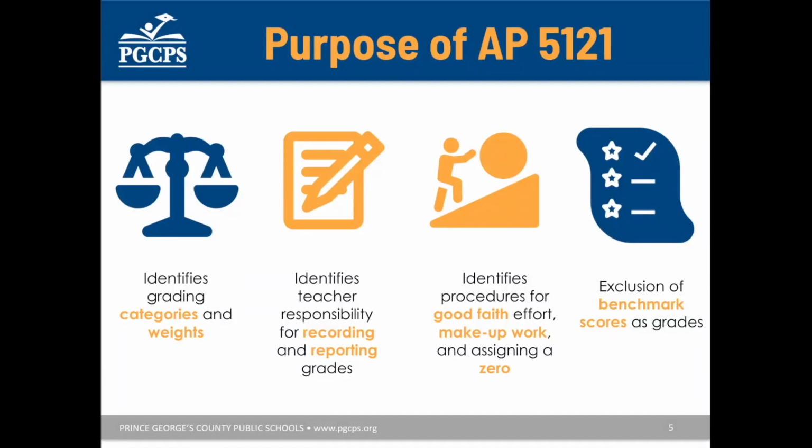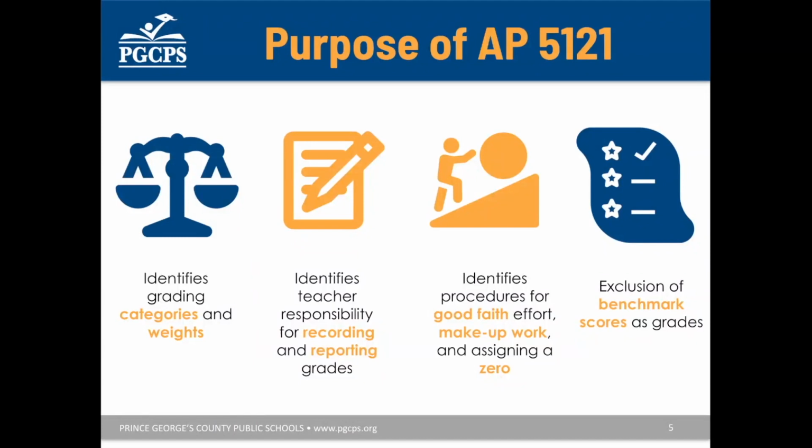Each administrative procedure details several key elements to keep in mind as you complete grading activities. The procedures identify the following: the three grading categories, classwork, independent assignments, and assessments, and the weights for each in the gradebook. The responsibilities of each teacher to record and report grades. The procedure to apply good faith effort, makeup work, and when to assign a zero. And finally, the exclusion of the benchmark assessments as a grade in the gradebook.